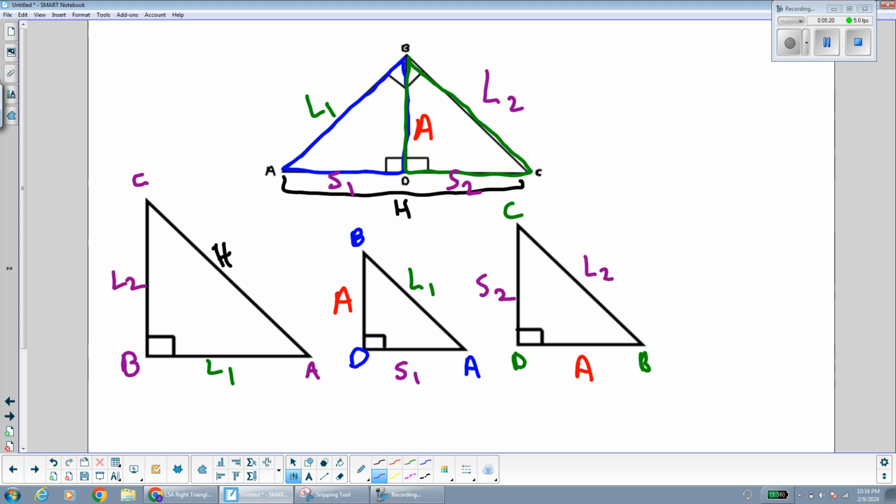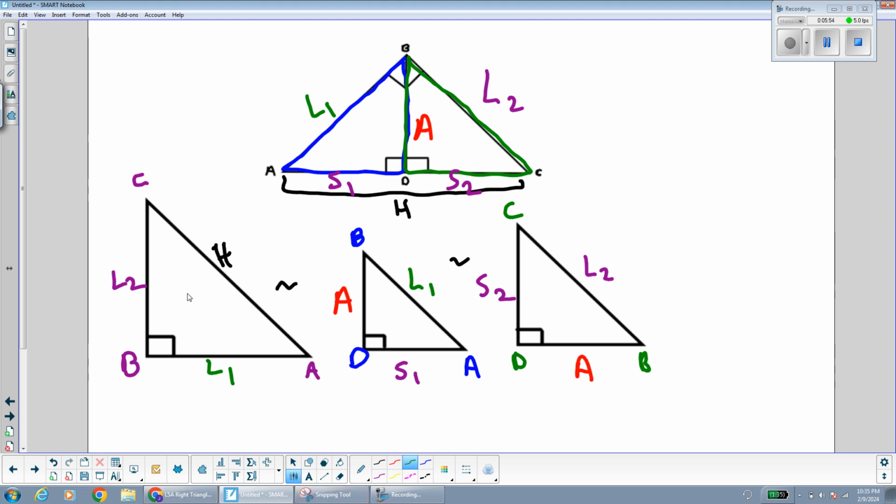Now, since we know all three of the triangles are similar to each other, according to the right triangle altitude theorem, we can make some important proportions. The first proportion that we're going to make is going to involve the legs of the big right triangle. And there's going to be two proportions that we're going to make for the legs. We're going to make one for leg 1 and one for leg 2. And essentially, they're going to be the same, just with one tiny difference.